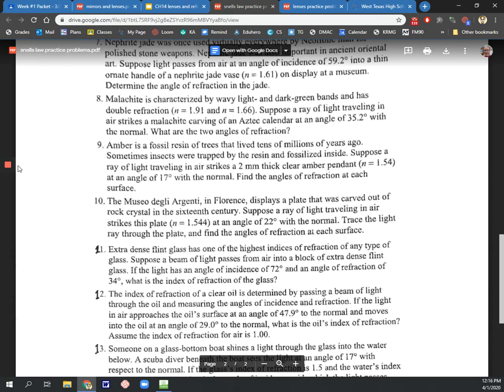I love this. So I'm going to record a couple things on my paper, and then I'm going to swap camera. I'm going to record that Ni, or N of air, is equal to 1. I'm going to record that N of amber is equal to 1.54. And I'm going to record that my original angle of incidence is 17 degrees. Okay?